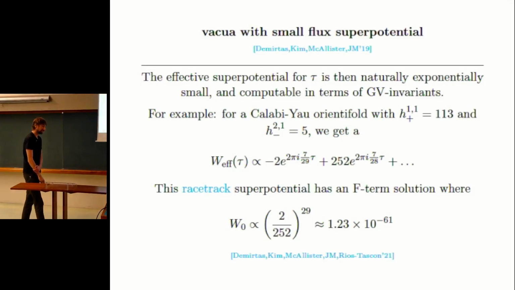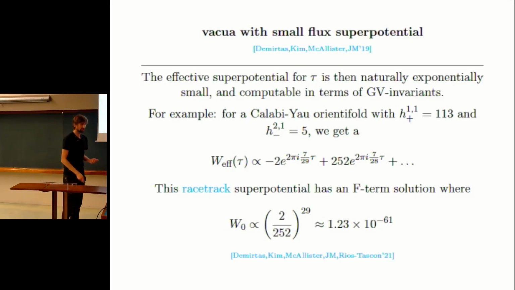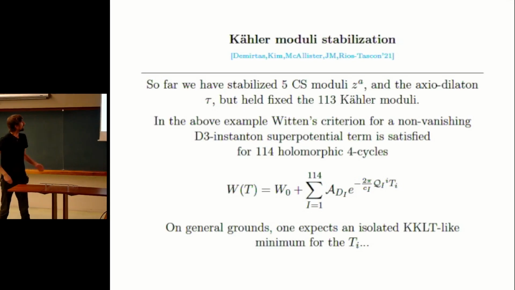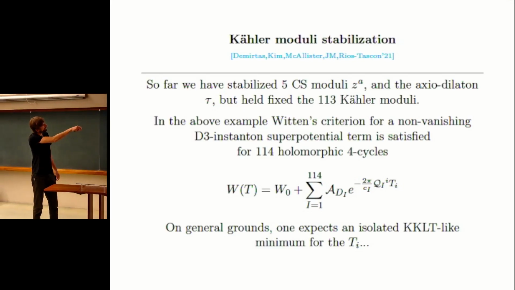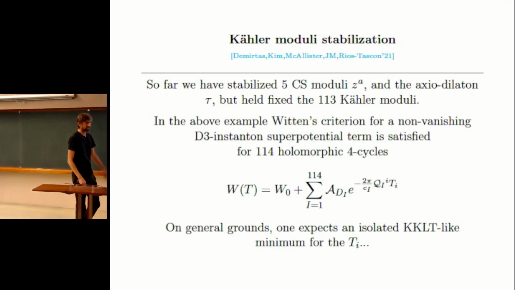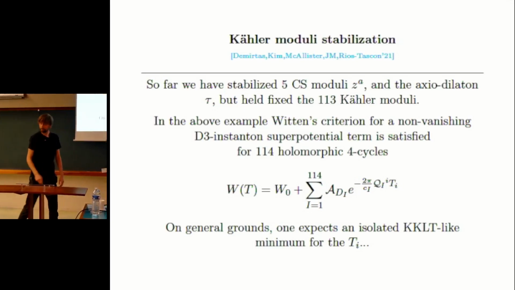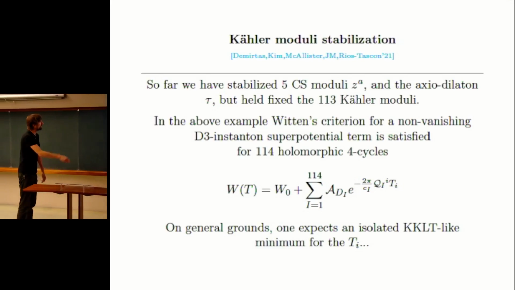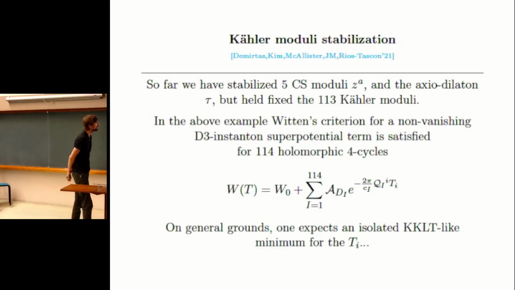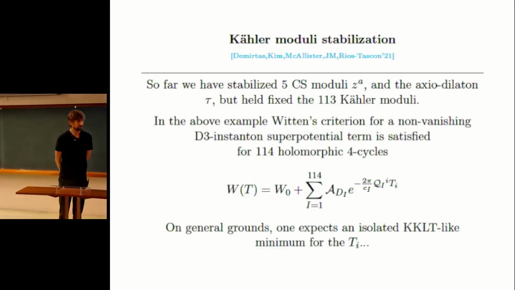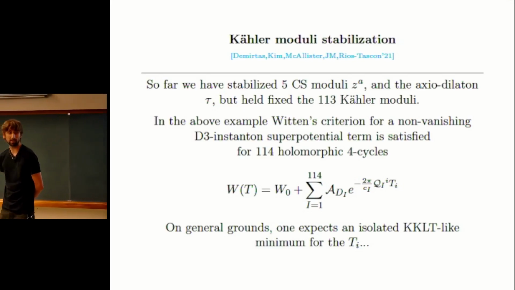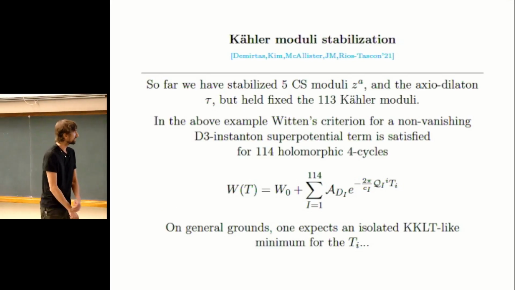So that's as far as the complex structure sector is concerned. But you might say, so far we've only stabilized 6 moduli, the 5 complex structure moduli and the axiodilaton tau, but we've completely ignored the Kähler sector. We just held them fixed by hand. So one has to go further, but in the above example, one can show that Witten's criterion for non-vanishing D3 instanton contribution to the superpotential is satisfied for actually 114 complex divisors.